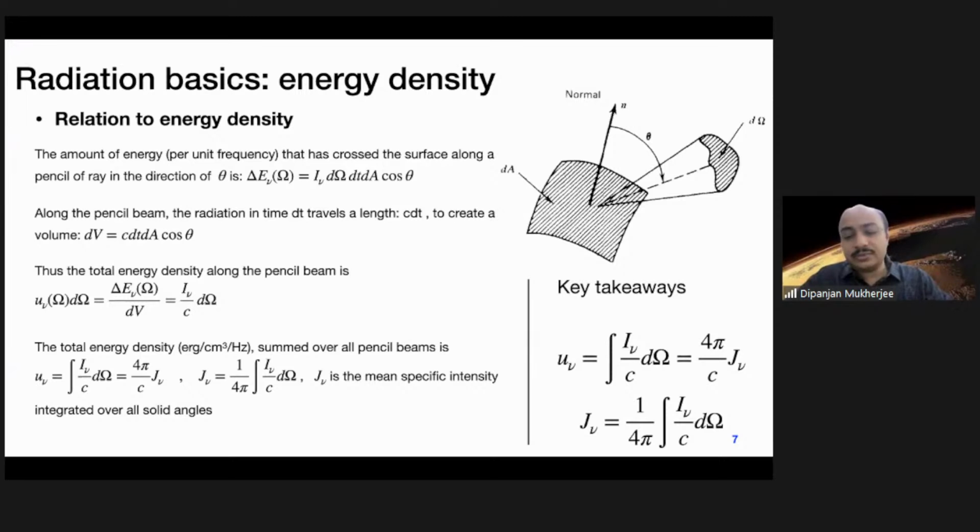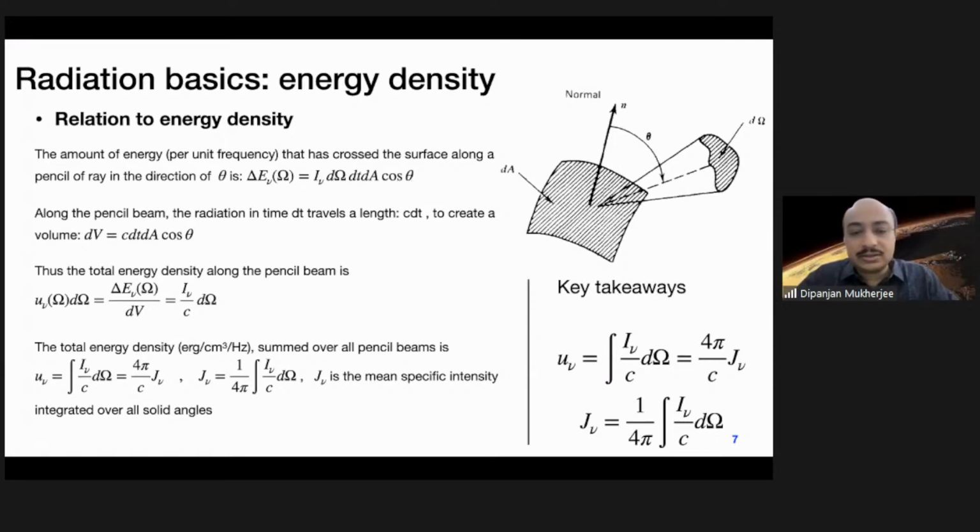Now, there is a relation between the intensity and the energy density at a given point. So again, let us go back to the basic definition of specific intensity. Intensity is related to the energy, of course. I'll just follow what is given in the text in terms of the definition. The amount of energy per unit frequency that is crossing a particular surface area, dA, is just I nu d omega dt dA cos theta.